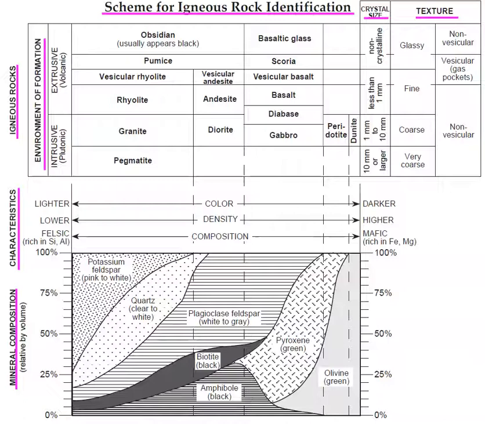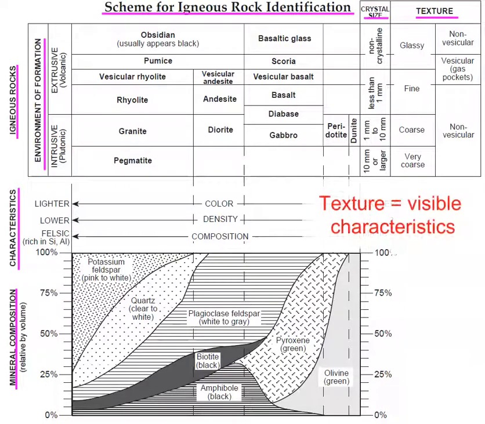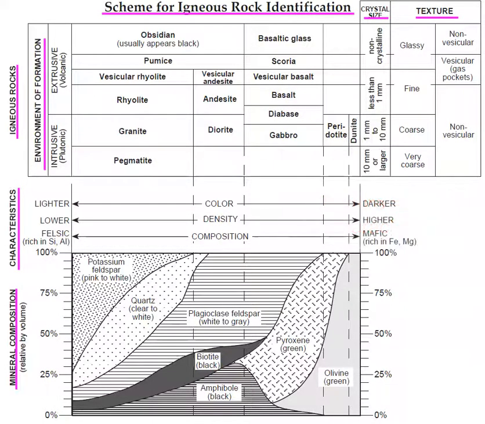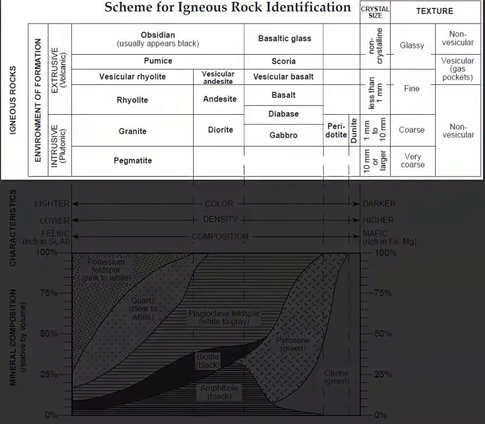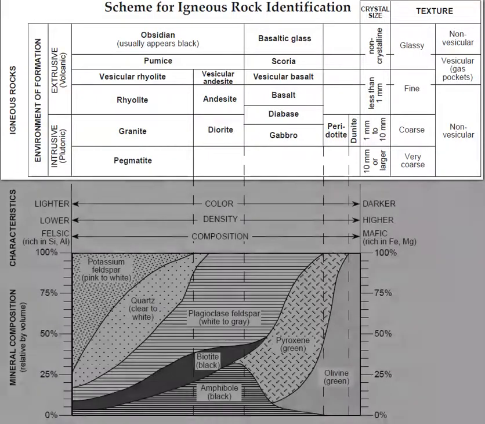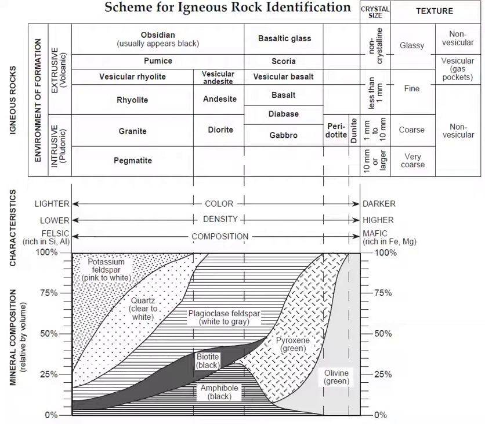And by texture within rocks, we mean visible characteristics. It's not how a rock feels. So it's very different than the common usage of the word. So how do we start using this diagram? We want to focus first on this upper part where we're looking at both the environment information, crystal size, and texture in order to figure out the various rock names. So everything within this rectangle are rock names.